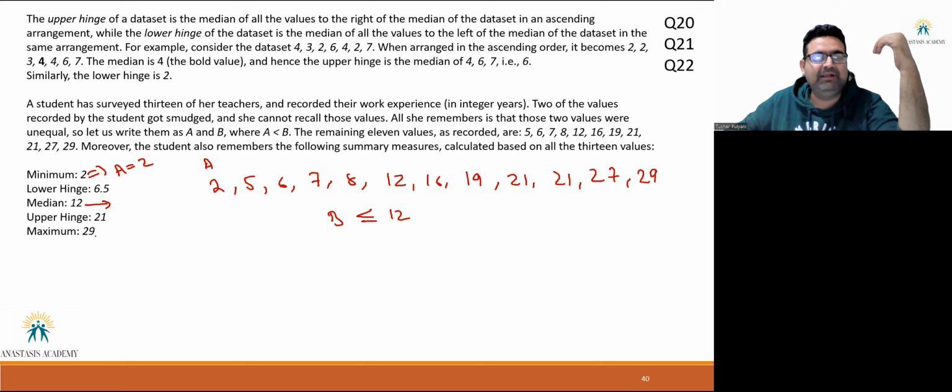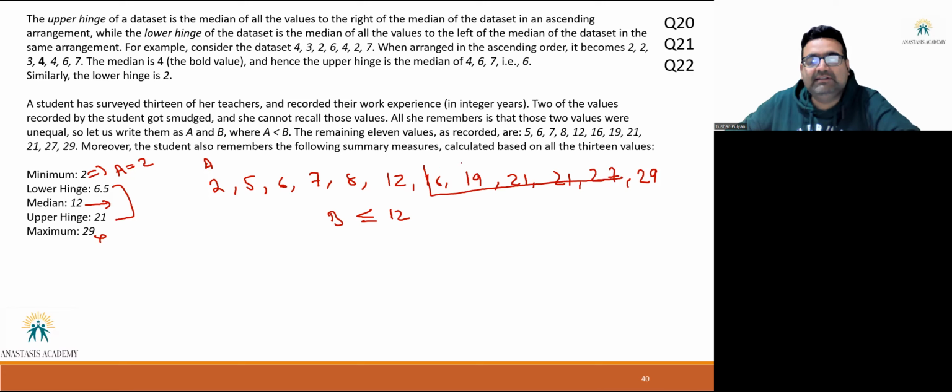Right, maximum is 29. This doesn't give me anything, because 29 is already there. This is a waste of data for me. So the two data which I have left are lower hinge 6.5 and upper hinge 21. Now upper hinge 21 is also not very useful for me because these are the top 6 values and the middle values are both 21, so their average anyways is 21. So upper hinge also doesn't help me.